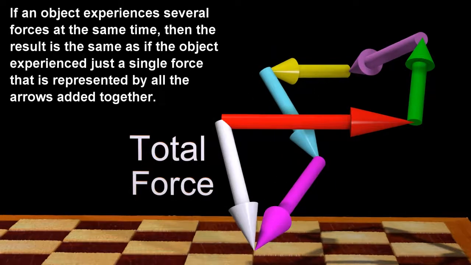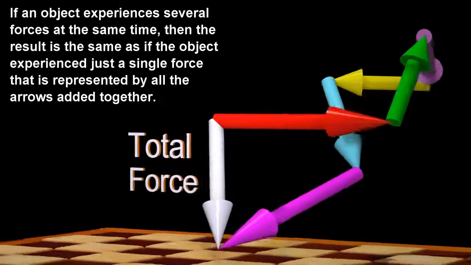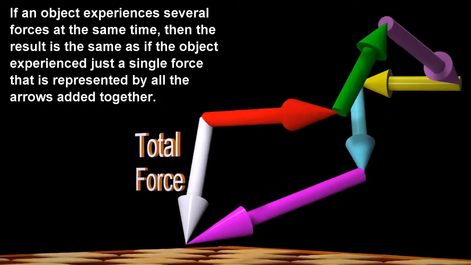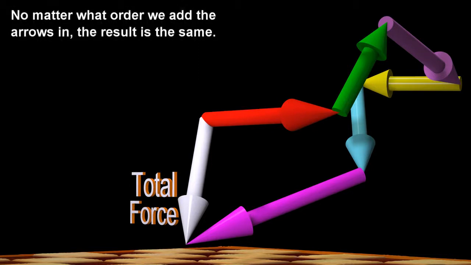If an object experiences several forces at the same time, then the result is the same as if the object experienced just a single force that is represented by all the arrows added together. No matter what order we add the arrows in, the result is the same.